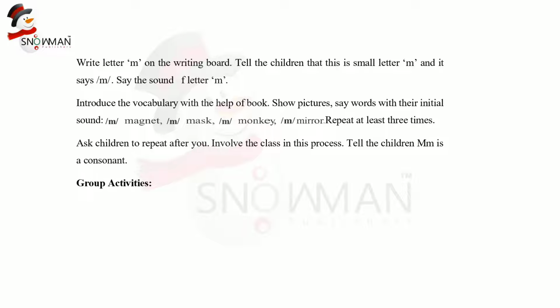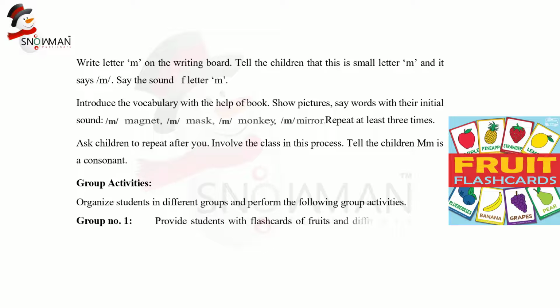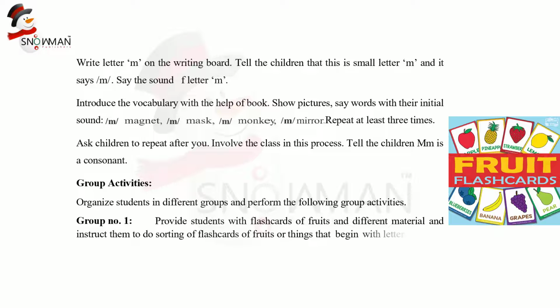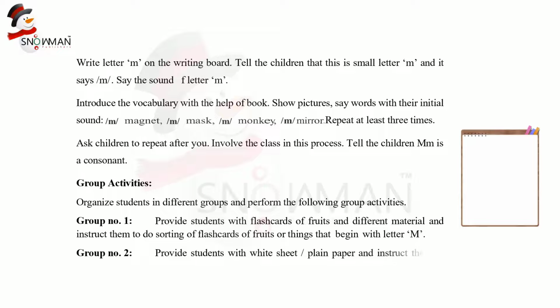Group activities. Organize the students in different groups and perform the following group activities. Group number 1. Provide the students with flashcards of fruits and different materials and instruct them to sort flashcards of fruits or things that begin with letter M. Group number 2. Provide the students with white sheet or plain paper and instruct them to draw things that start with letter M.